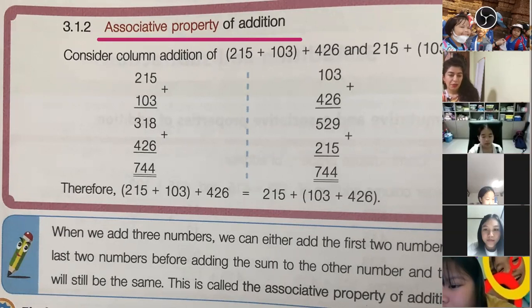Okay, so for example, Kamok, please tell me some commutative property. Can you make an example for commutative property like this one that all the students told? For example, we say 2 plus 4 or 4 plus 2. They are commutative property. Can you make an example?